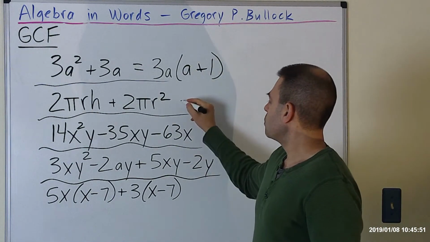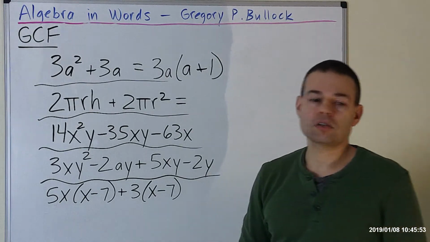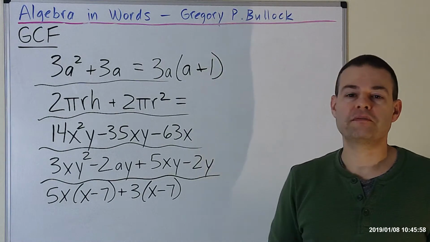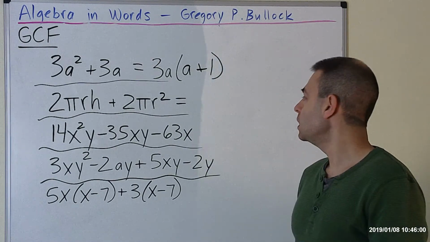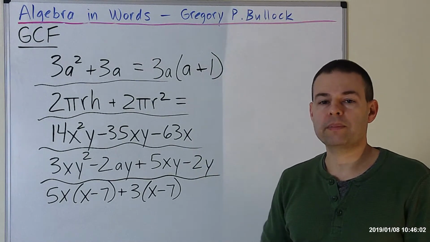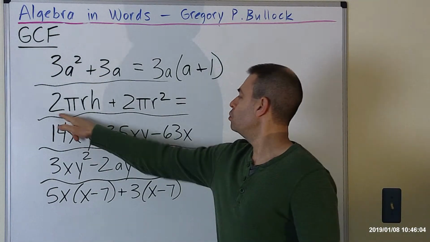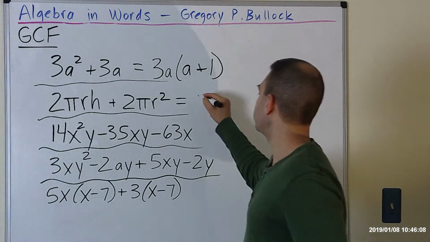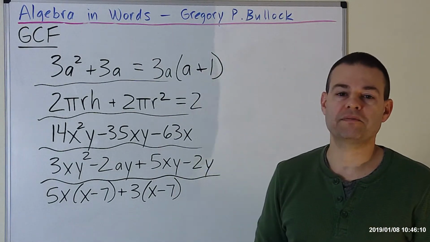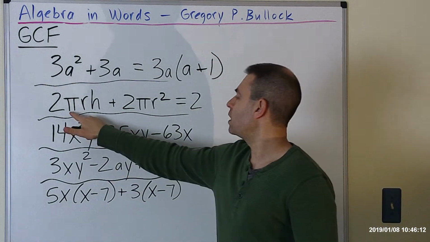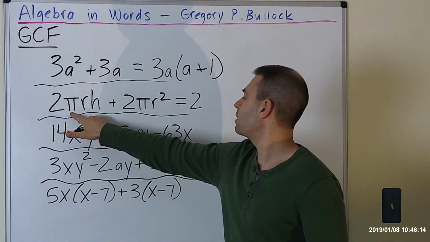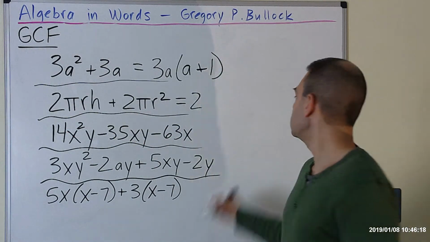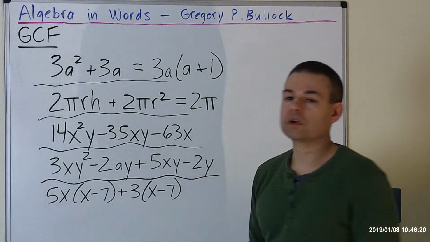Let's look at the next one. Also a binomial, but now there are a few more factors than in the previous problem. Again, let's start just strictly by the coefficients. There's 2 and 2. They happen to be the same coefficient, so we're going to add that to our greatest common factor. And then we're going to move on to the next variable, looking at the pi and the pi. They both have pi to the 1, so we're going to write pi.